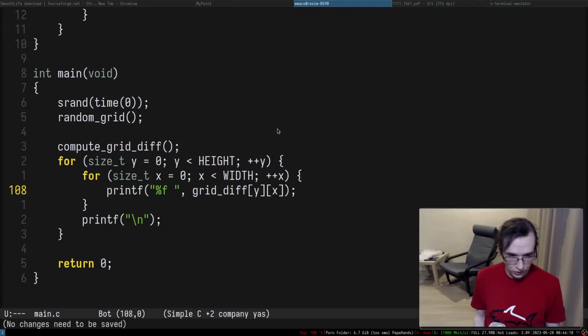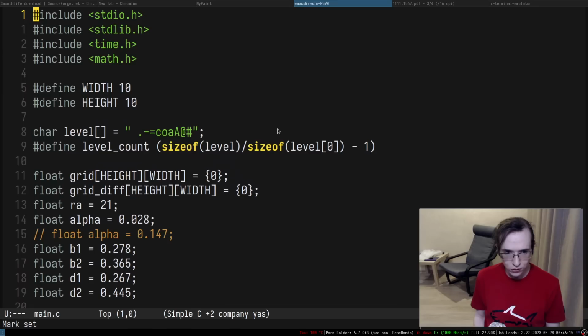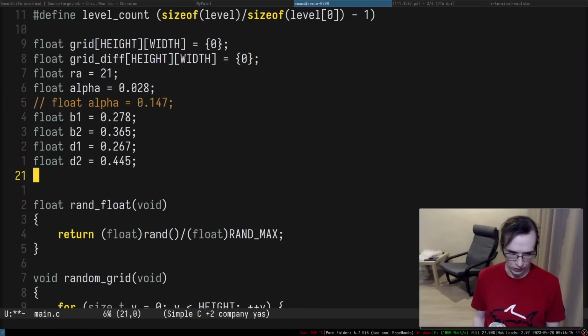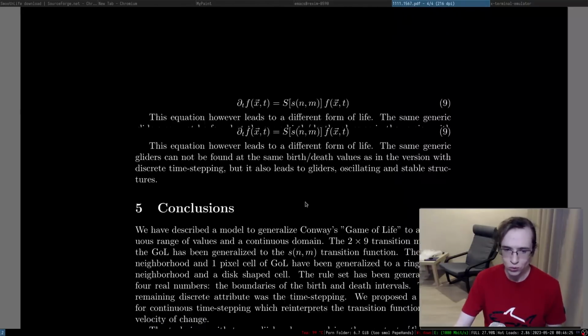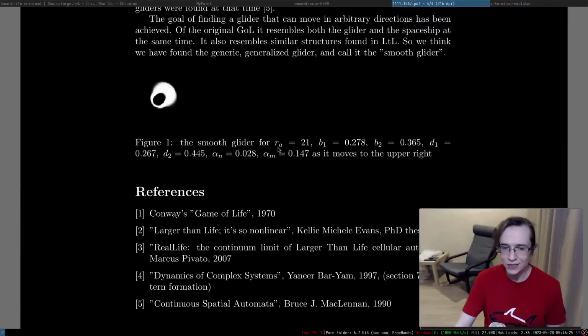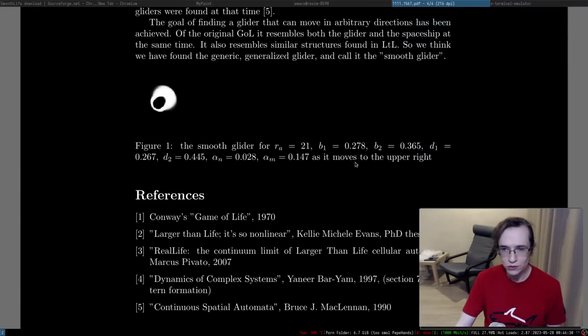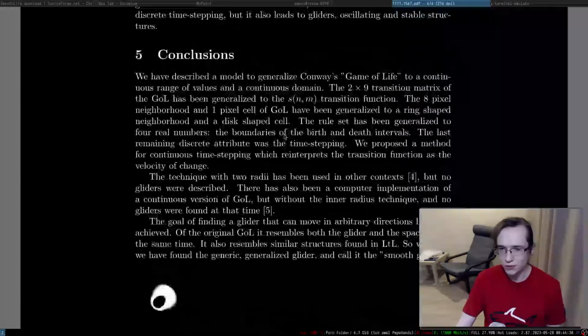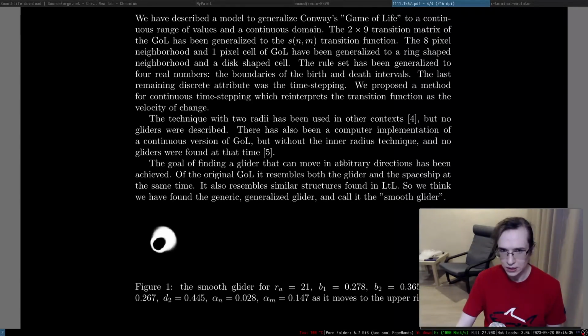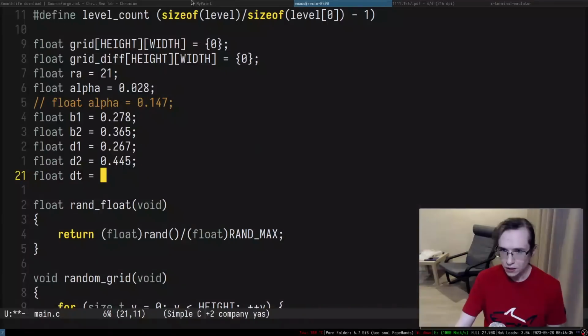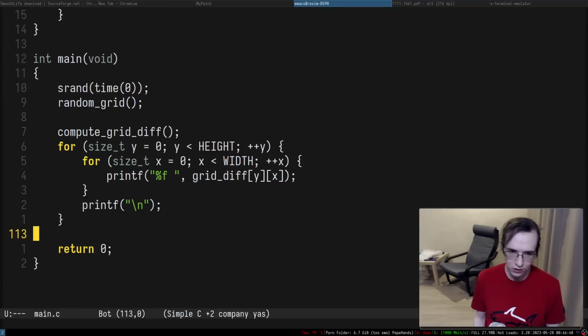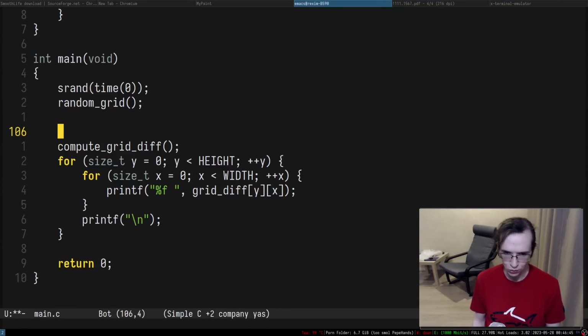Okay, so let's continue. One of the things we want to do is define a delta time, so basically the time step that we use to simulate this entire thing. I wonder, do they specify their time step? The smooth glider, they don't really specify their time step, so it's okay, I guess. For now, I'm going to specify it as just 1, and we can increase it in the future.